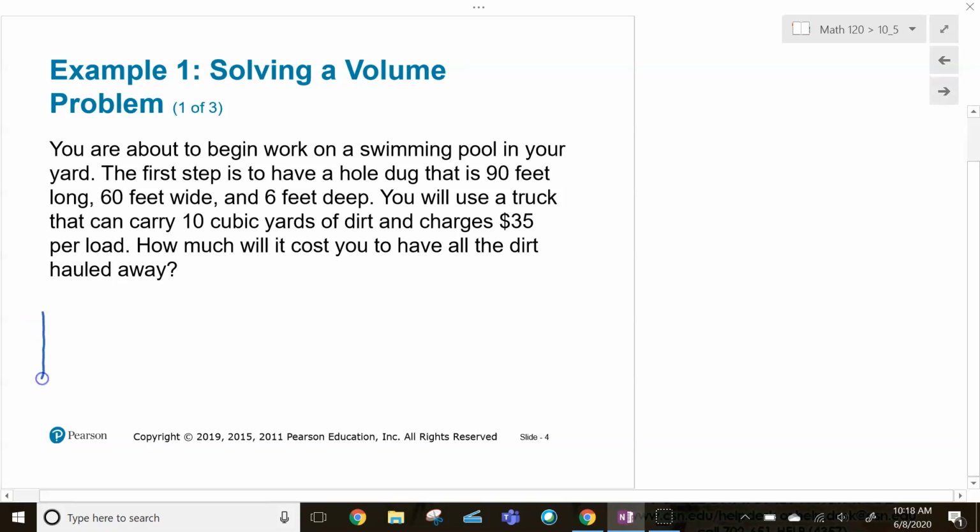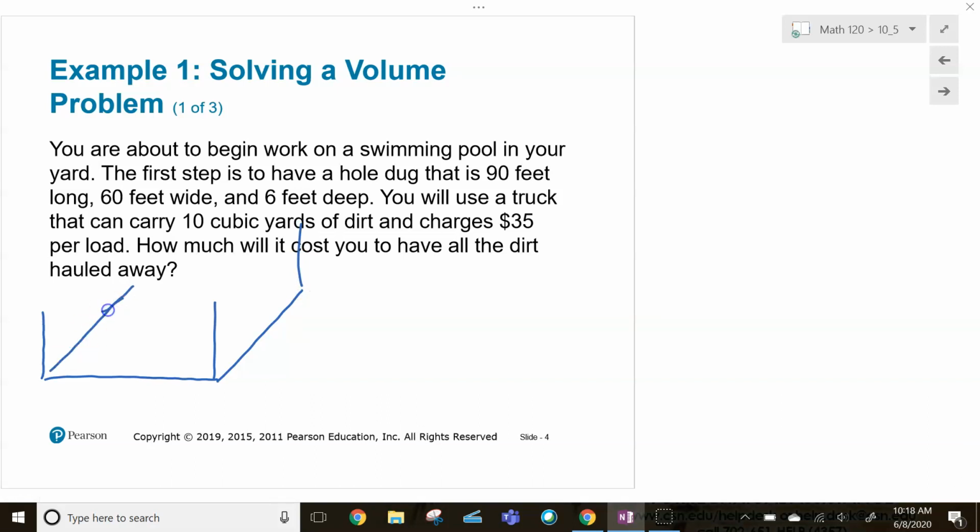Let me kind of make a visual of this here. So I'm gonna dig this swimming pool, right? Definitely not an artist, but anyways, we got 90 feet. Here's our length. We got 60 feet wide. We got our height here. Looks like it's 6 feet.